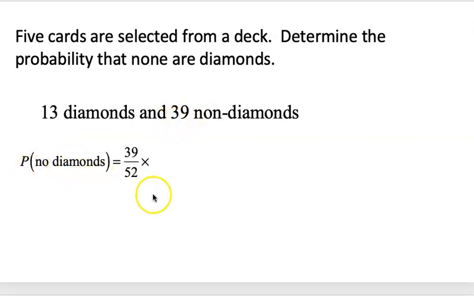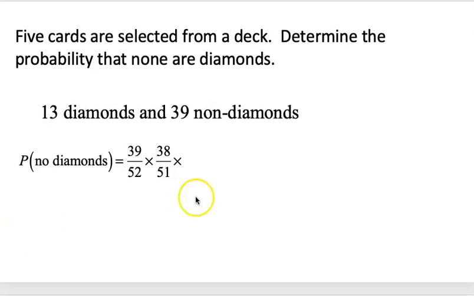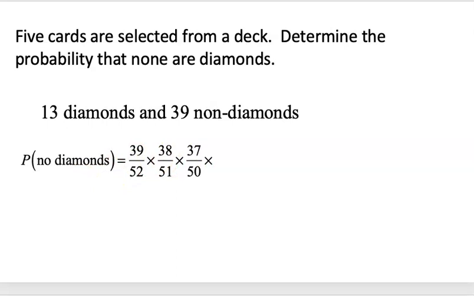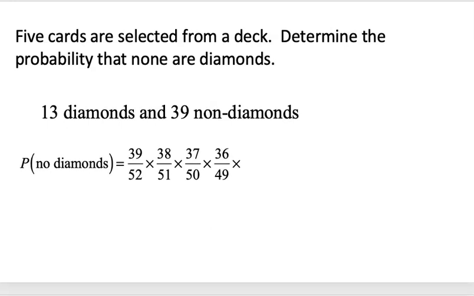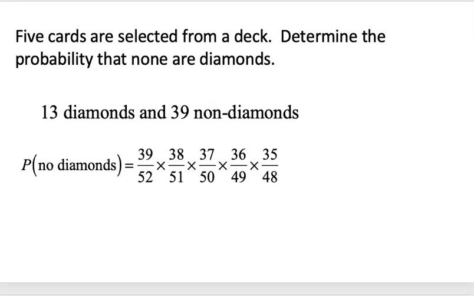So probability none of them are diamonds. First, how many non-diamonds? 39 non-diamonds out of 52. Once that's pulled, there's 51 cards left. How many are still non-diamonds? 38 out of 51. Also a non-diamond, so there's 50 cards left. We've now burned 2 non-diamonds. We're now down to 37 non-diamonds out of 50. Burned 3 non-diamonds, 36 non-diamonds out of 49, and finally 35 non-diamonds out of 48. So that's the probability that none of them are diamonds.